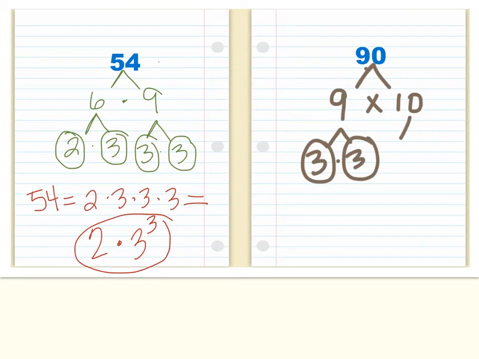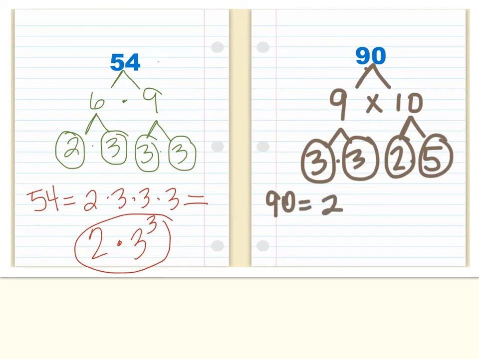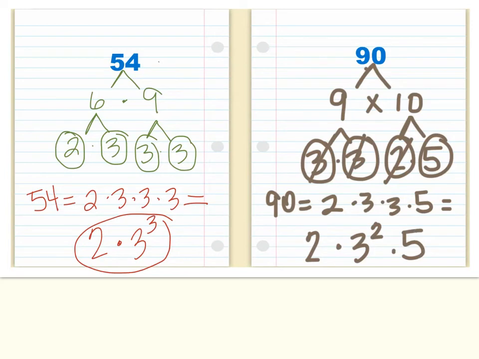Now I can't forget about the 10, so I come back over here, and that's 2 times 5. Both of those are prime. So the prime factorization of 90 equals 2, because I want to list them in order from least to greatest, times 3 times 3 times 5. Okay, so now let's write it with exponents.